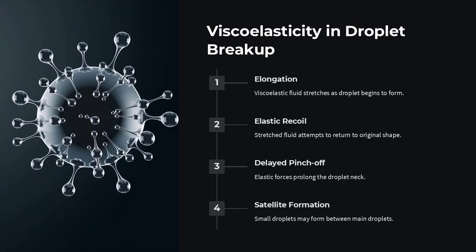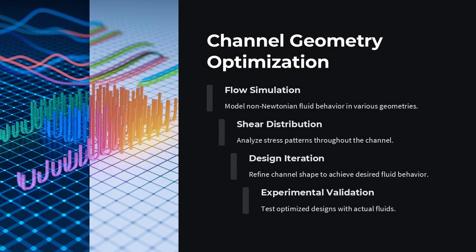When asked, why is monodispersity so crucial in diagnostic applications? The answer is that uniform droplet size ensures consistent reaction conditions in each microreactor, which is essential for accurate quantification of biomarkers and reliable diagnostic outcomes.